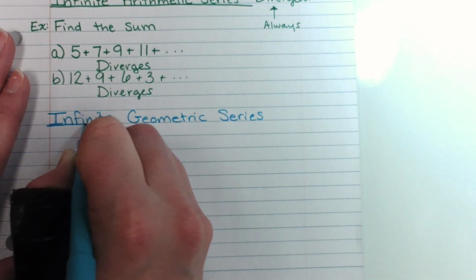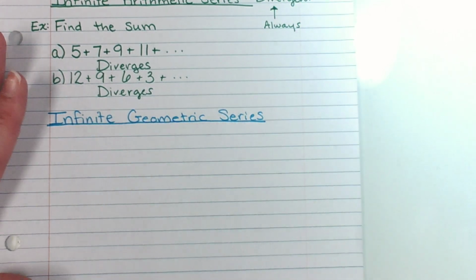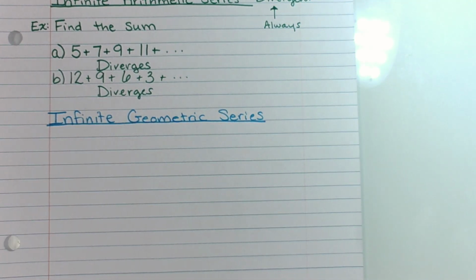Now, when it comes to working with infinite geometric series, we will find that some of these do converge, not all of them. In order for a series to converge, the number that I'm adding on has to get not just smaller and smaller, but closer and closer to the number that when you add it, it doesn't make a difference. What number do you add and nothing happens? 0.